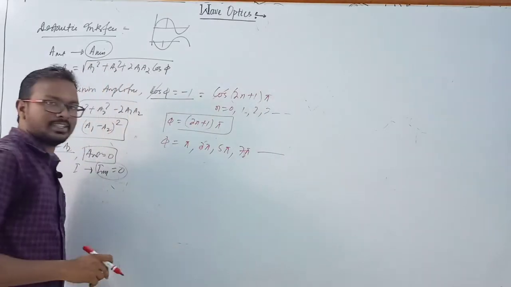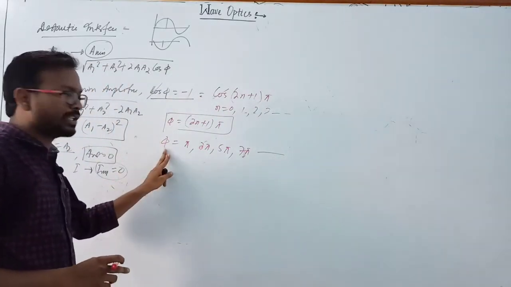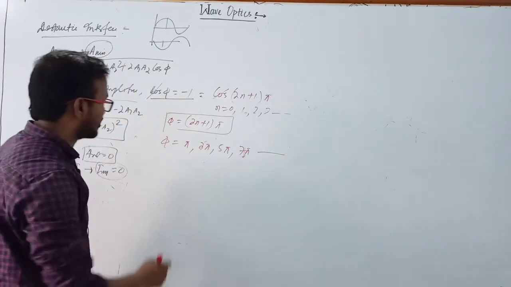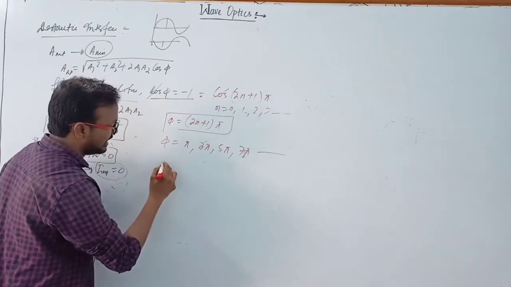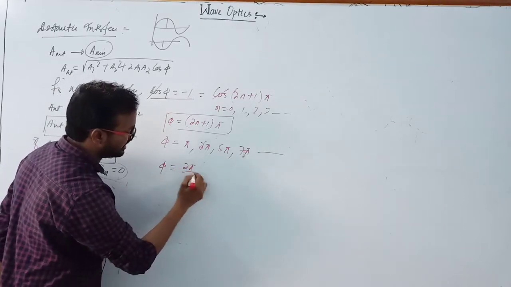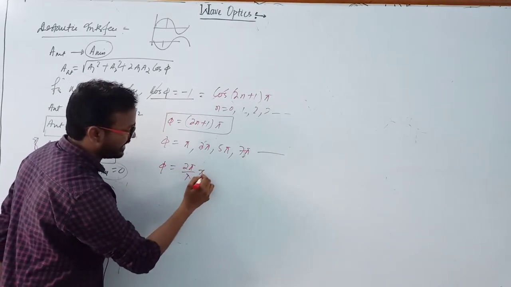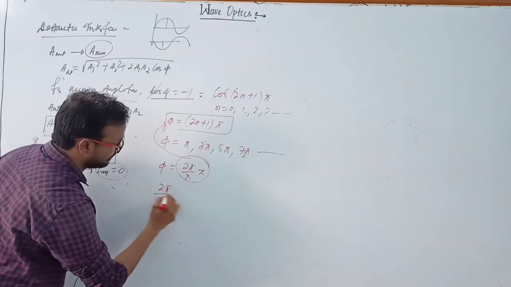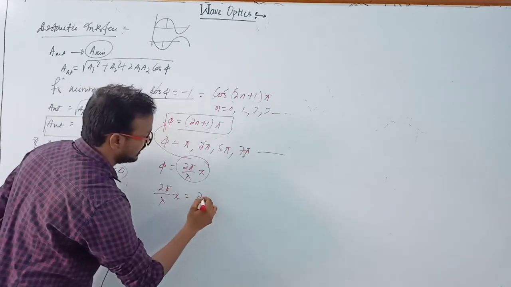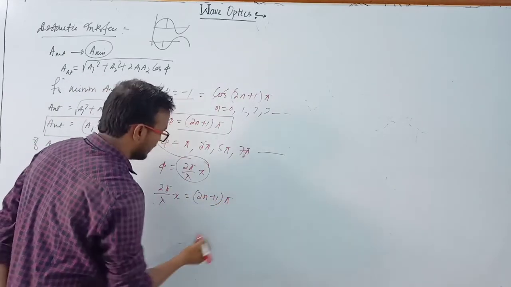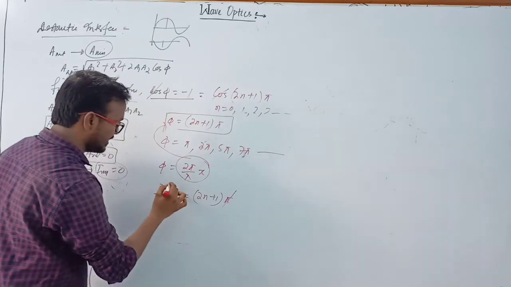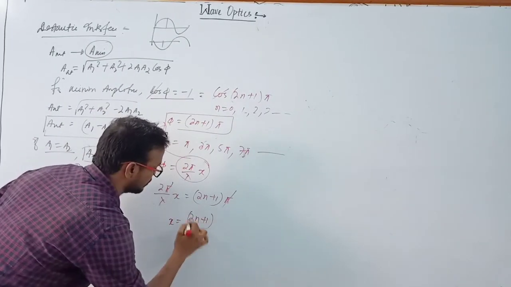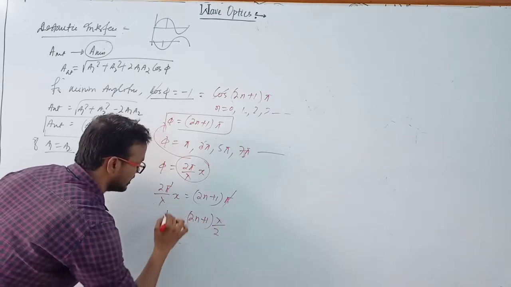These are the destructive interference. So when the phase difference between two waves is pi, 3 pi, 5 pi, 7 pi, then we get destructive interference. And we have a relation between phase difference and path difference: phi equals 2 pi by lambda into x. Using this relation, 2 pi by lambda into x equals (2n plus 1) into pi. Then pi cancels, and x equals (2n plus 1) into lambda by 2. This is the general expression.